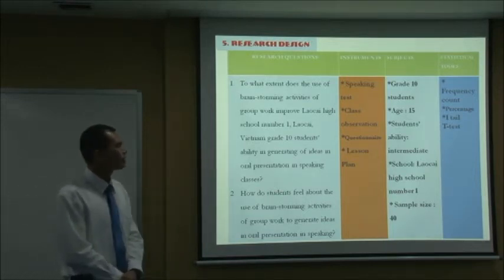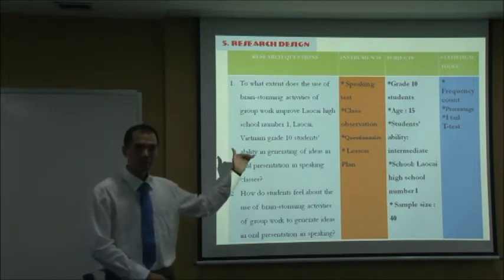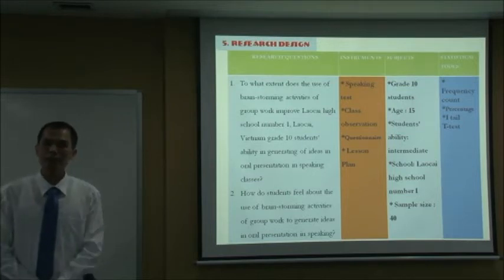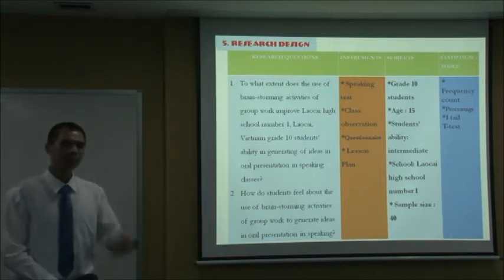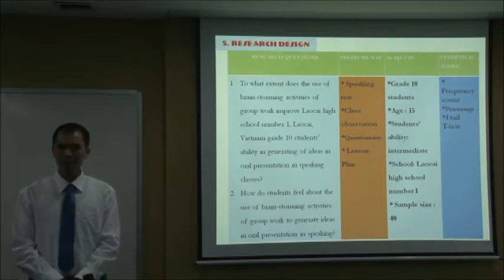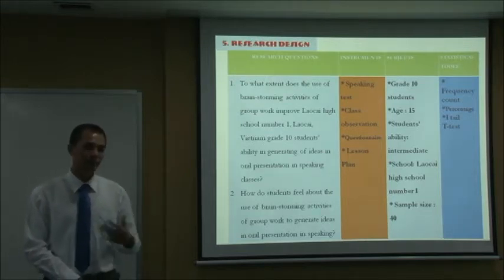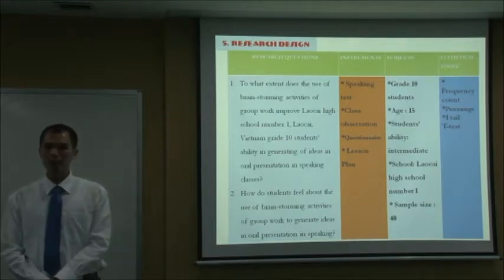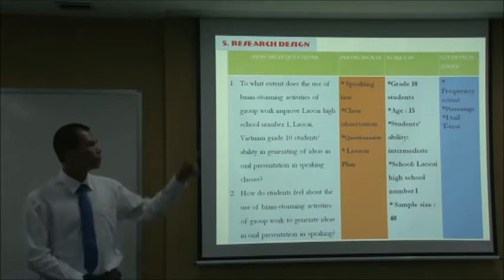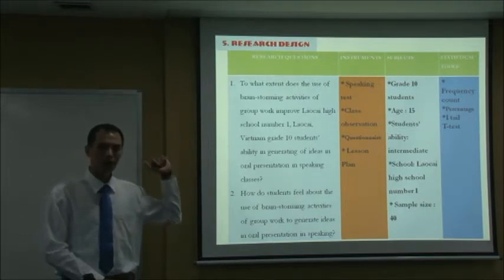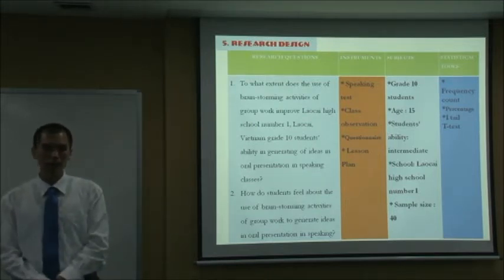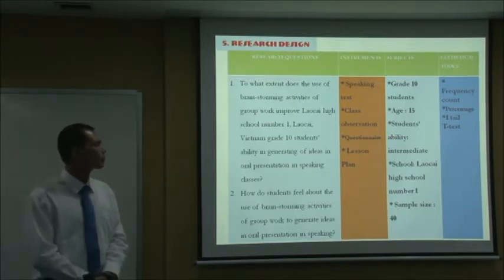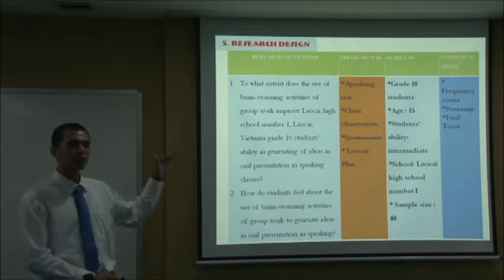The second part is the subject. My subjects are grade 10 students, aged 15, and their ability is intermediate. The school is Lao Cai No. 1 High School, and the sample size of the class is 40. I use statistical tools: frequency count, percentage, and one-tailed t-test. I will go further into the research later.